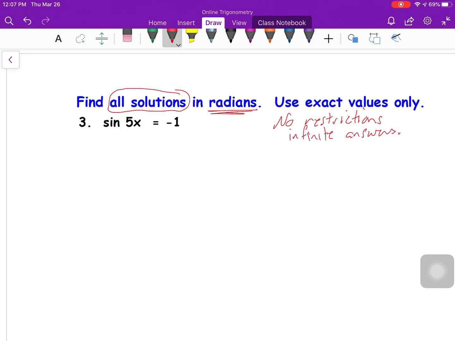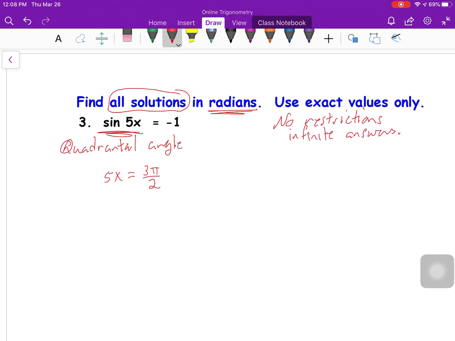Now, we begin the exact same way that we always have before. We try to isolate the trig function, and as you can see, the trig function is already isolated. And you'll notice that once again, it's a sine that's equal to -1. We just did that. That's a quadrantal angle. Up above, we said that that was 270 degrees. Now, in radians, 270 degrees corresponds to 3 pi over 2. So, on our first rotation, the 5x would be equal to 3 pi over 2.